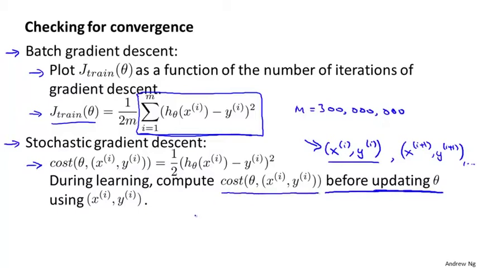Just to say the same thing again, but using slightly different words, as stochastic gradient descent is scanning through our training set, right before we have updated theta using a particular training example xi, yi, let's compute how well our hypothesis is doing on that training example.